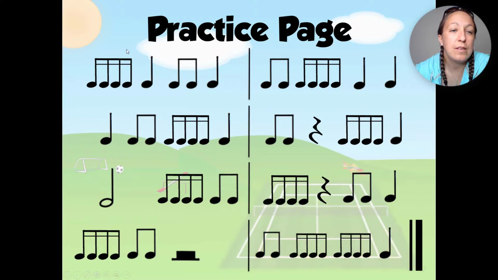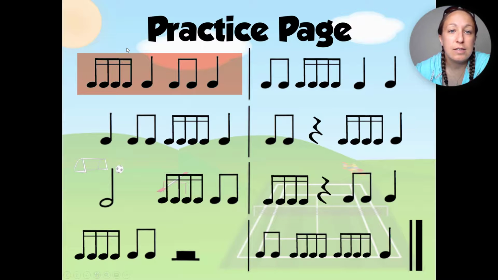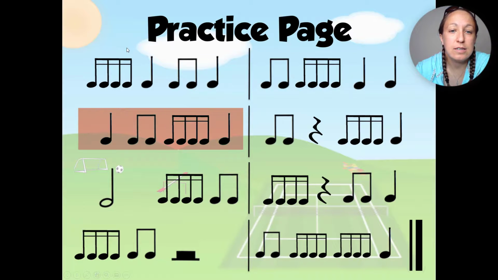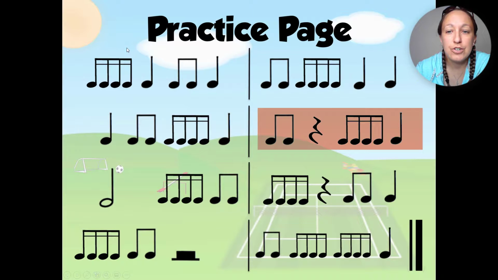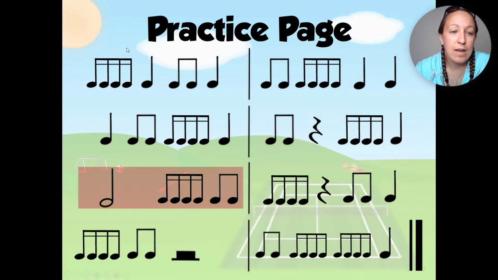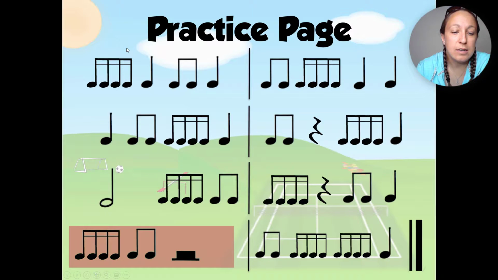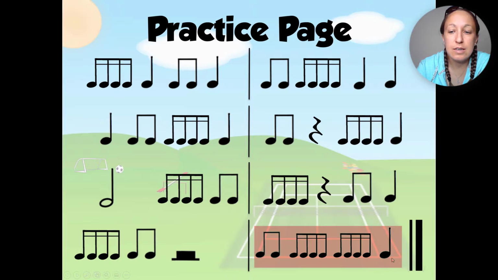Let's say the whole thing together all the way through. Ready, go. Tika tika ta, ti ti ta. Ti ti tika tika ta ta. Ta ti ti tika tika ta. Ti ti sh. Tika tika ta. Ta tika tika ti ti tika tika sh. Ti ti ta. Tika tika ti ti sh. Ti ti tika tika tika tika ta.